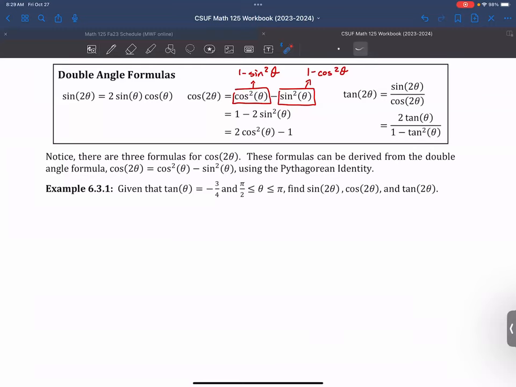All right, let's see if we can work our way through this example here. Given that tangent of theta is equal to negative 3/4, and we're given that theta is in the second quadrant, find sine 2 theta, cosine 2 theta, and tangent 2 theta.